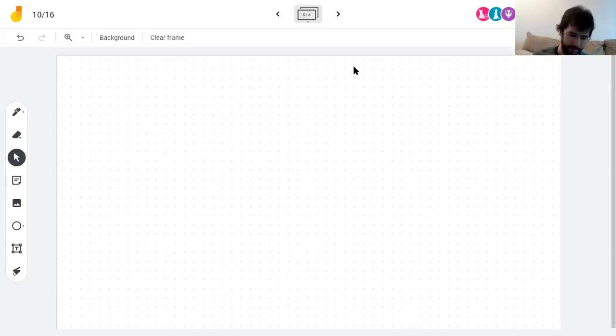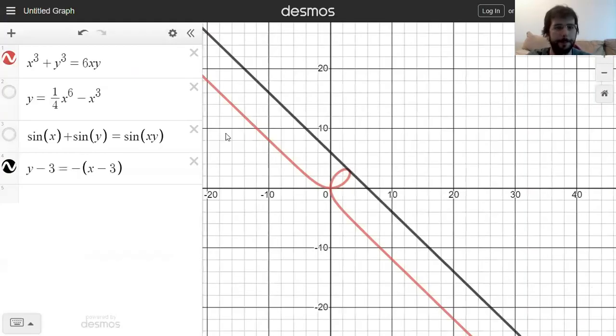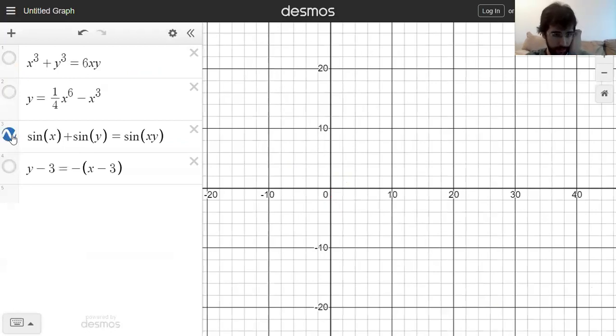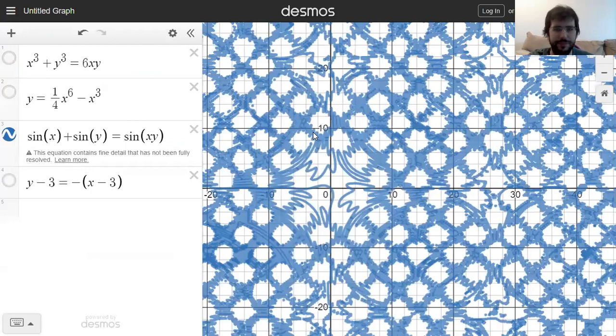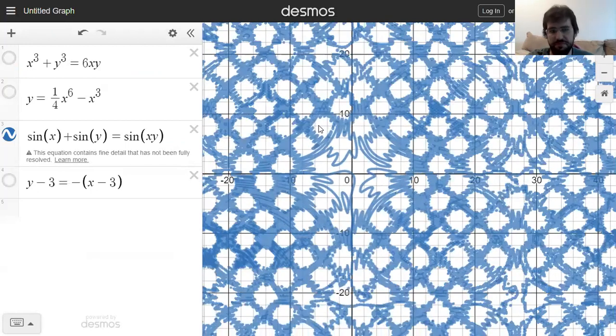I'm gonna do another example. Last example. This equation just has a really cool graph. Well, the solution to this equation looked really interesting. So let me show you. This is also out of the book. So that's sine of x plus sine of y equals sine of xy.